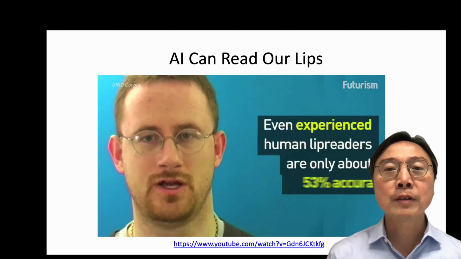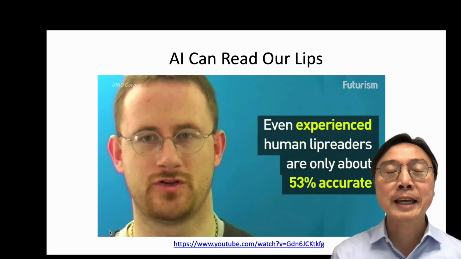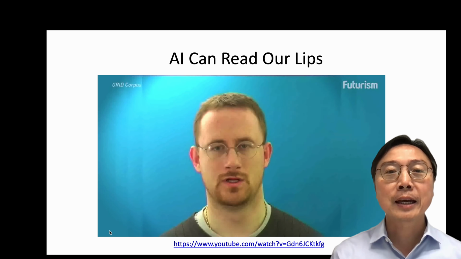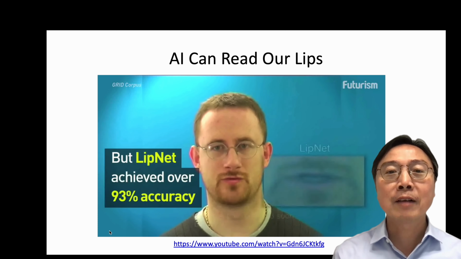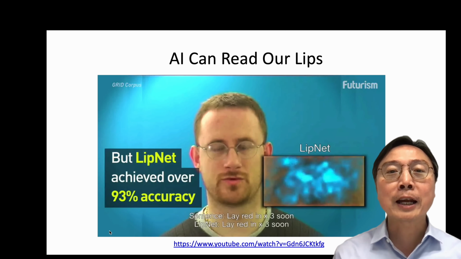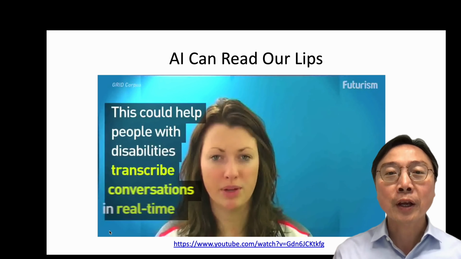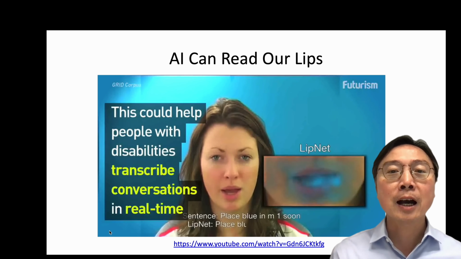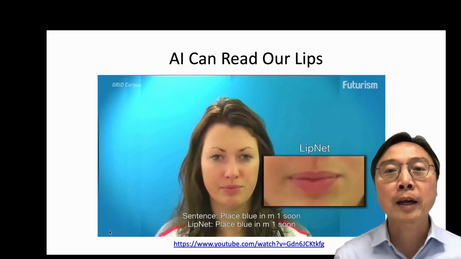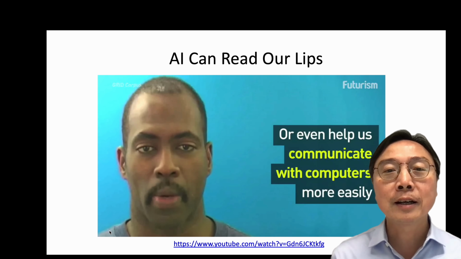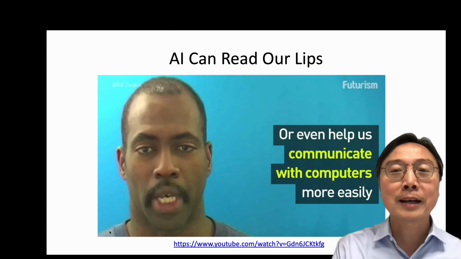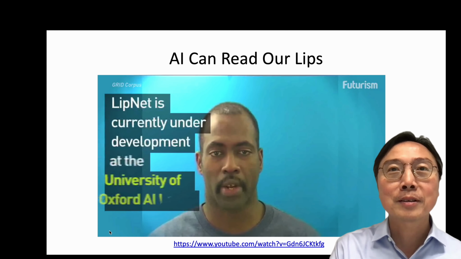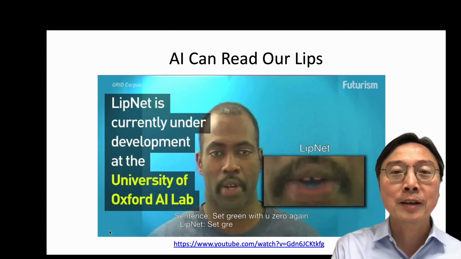From this video clip, you probably see that the AI system can analyze the movement of the mouth and then try to understand what is being spoken, and then help people who cannot hear to communicate better, to have better support for their daily life.